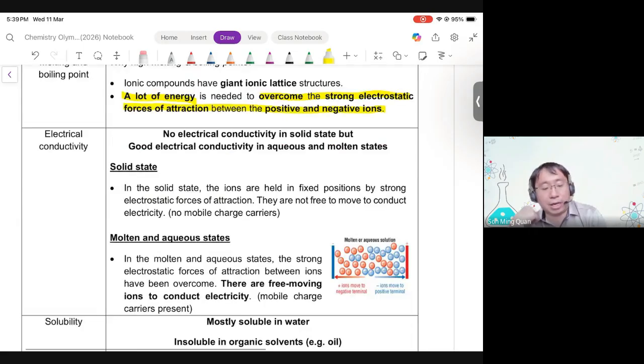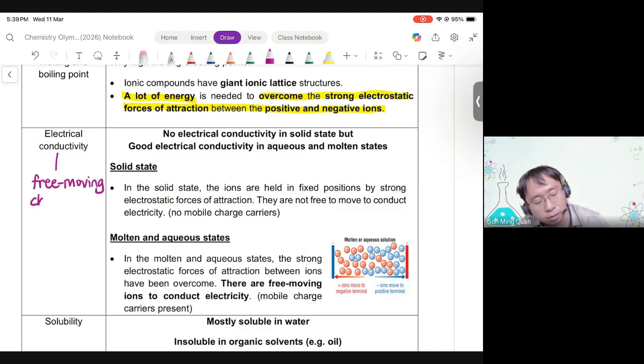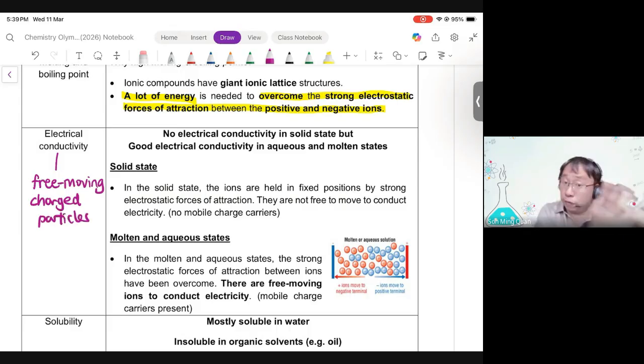Now, electrical conductivity. So this one is perhaps less familiar. If you think back to lower sec science, you had learned this. Something conducts electricity when the charges are free moving. So if you have charged particles that are free to flow, free to move, then it will conduct electricity. Electricity is the flow of charged particles. So in short, do you have charged particles in an ionic compound? The answer is yes. You have ions.